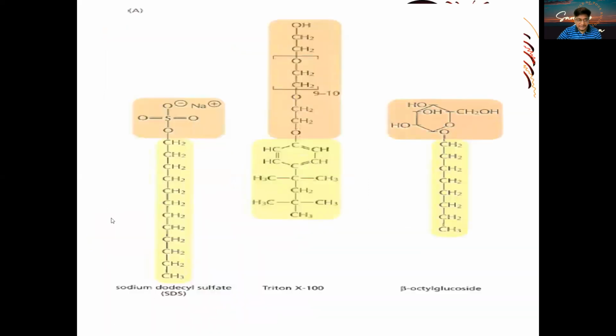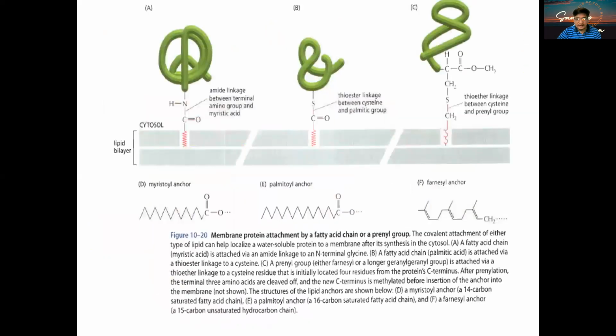These are a few detergents: SDS. You can see over here, it's a negative charge over here, and you can see the non-charged part. And this is another one, the octyl glucoside. These are detergents having both regions, hydrophilic and hydrophobic regions. And some of the membrane proteins you can see over here can make the amide linkage, they can make the thioester linkage, they can directly bind to the lipid part.